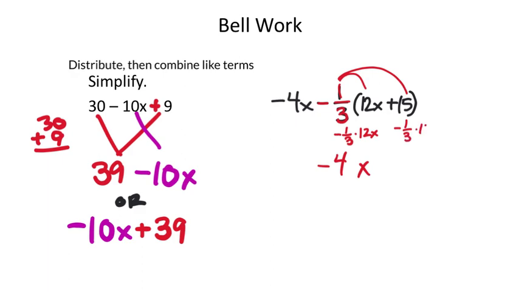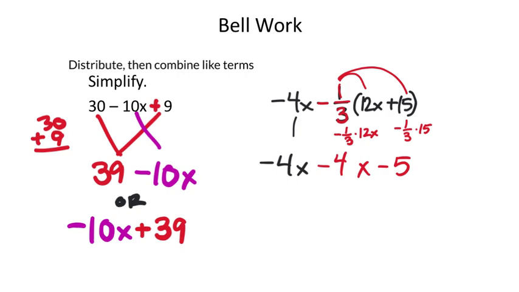Remember, distribution is multiplication. So it's negative 1/3 times 15, which results in negative 5. And then this other negative 4x in black here, I just drop it because I wasn't looking to distribute with that negative 4x. Now that I have this, I just look for any like terms that I can combine.